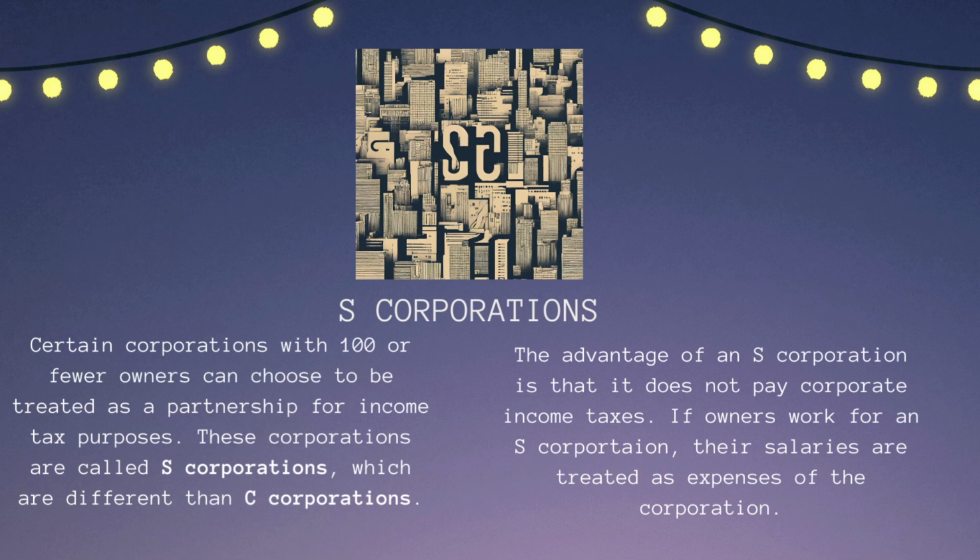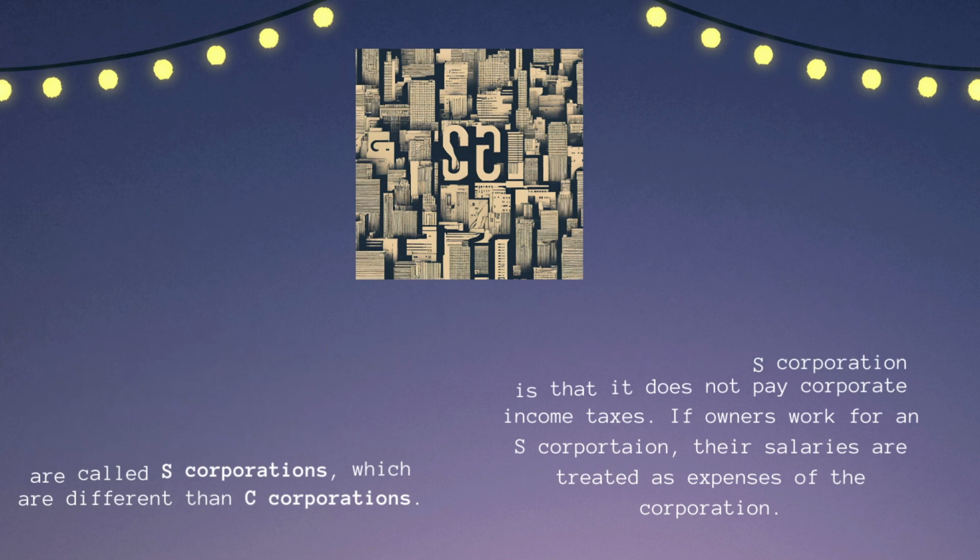S corporations. Certain corporations with 100 or fewer owners can choose to be treated as a partnership for income tax purposes. These corporations are called S corporations, which are different than C corporations. The advantage of an S corporation is that it does not pay corporate income taxes. If owners work for an S corporation, their salaries are treated as expenses of the corporation.